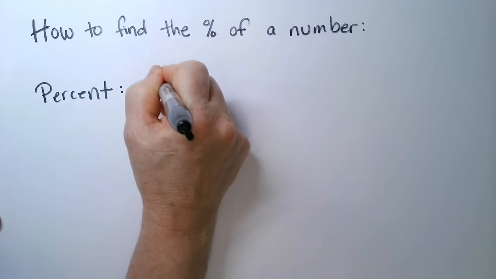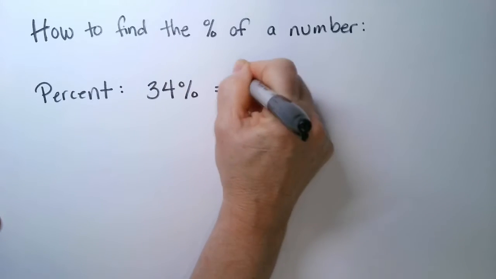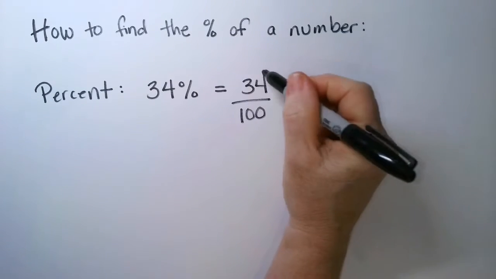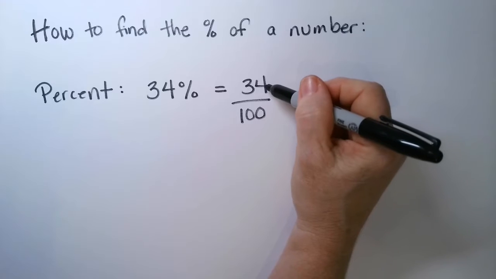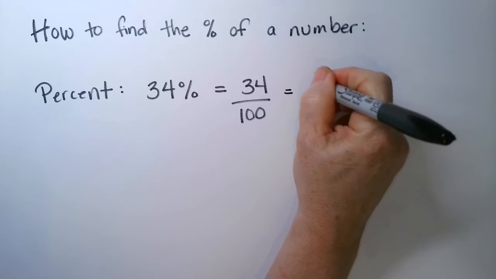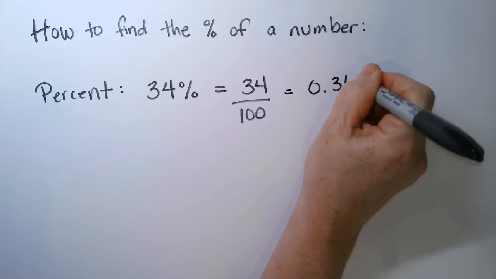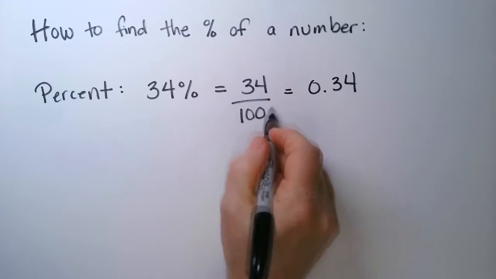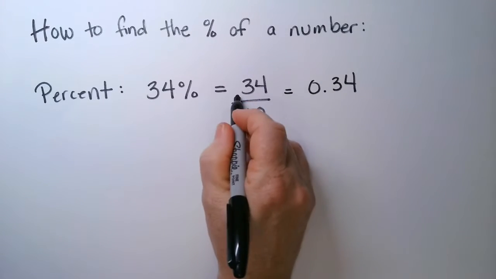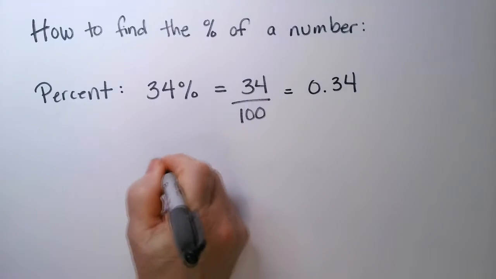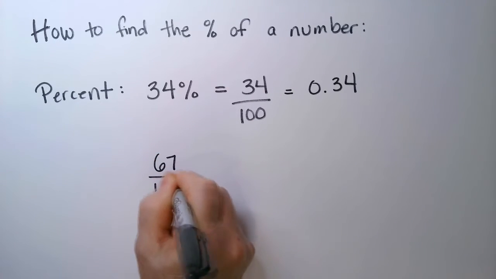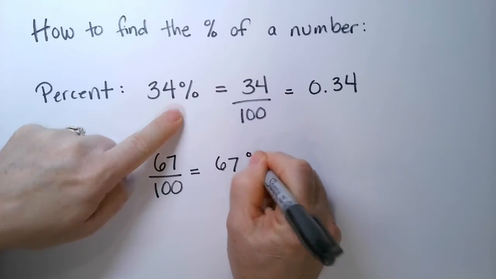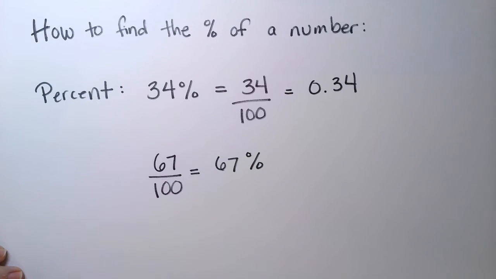is a fraction where the denominator is 100. And fractions are little division problems. So if I divide 34 by 100, I actually get 0.34. So if I have a fraction and the bottom number is 100, you simply take the top number and put the percent symbol on it. For example, if I have 67 over 100, I simply take the 67 and put the percent sign, and that's how I can find a percent of a fraction.